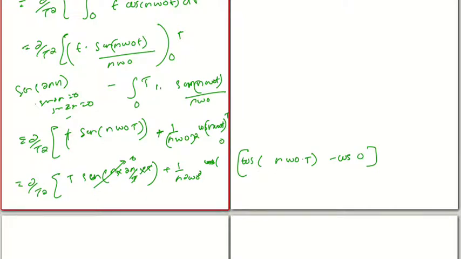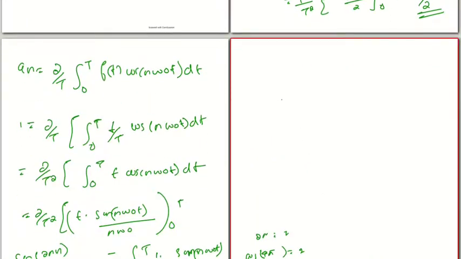And the next term we will see, cos n omega 0 T. Instead of omega 0, we will write 2 pi by T, and I will get 2 pi n here, minus cos 0 is 1. So what is cos 2 pi n? When n is equal to 1, it is cos 2 pi, which is equal to 1, and when n is equal to 2, it is cos 4 pi, which is again equal to 1. So this term will be equal to 0 as well. So the whole an will be equal to 0. So I can write an equal to 0.